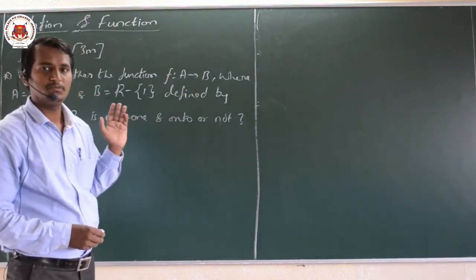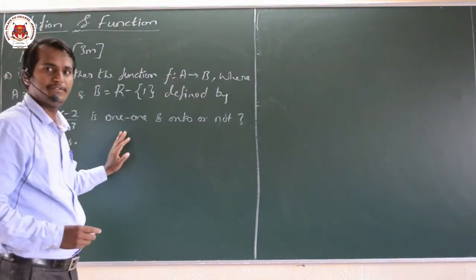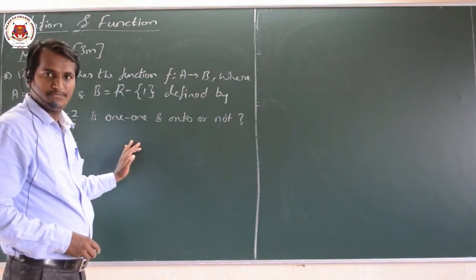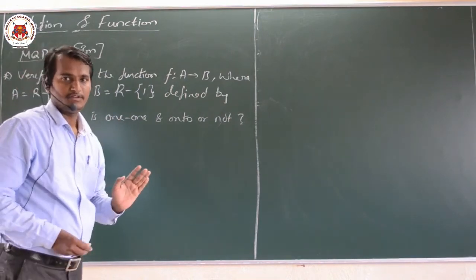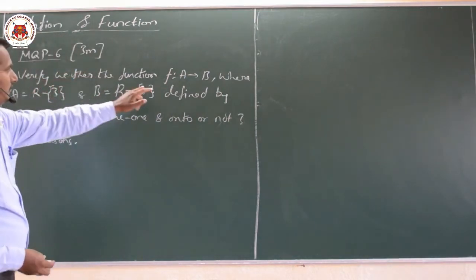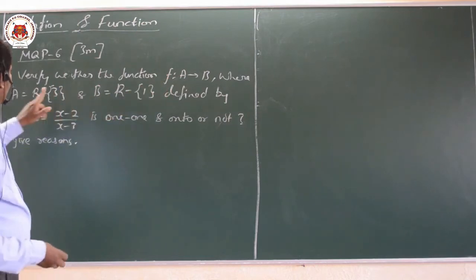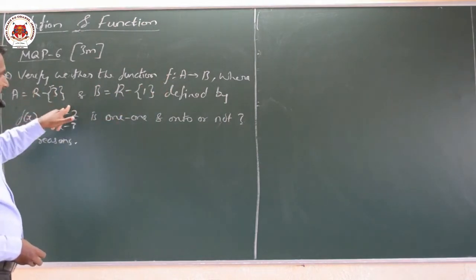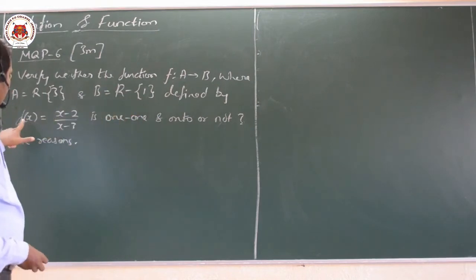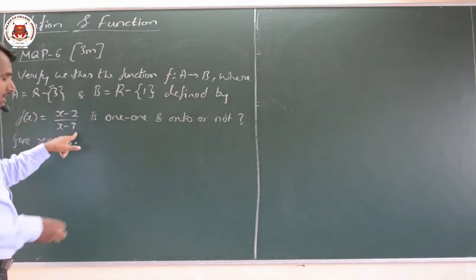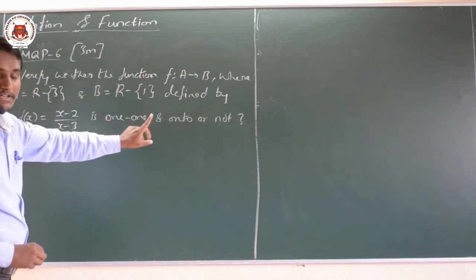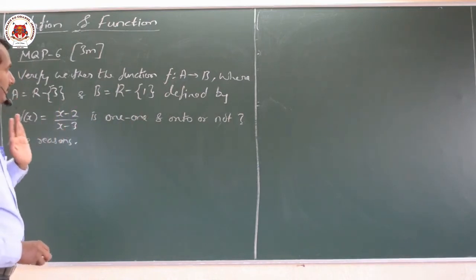Sometimes this particular topic, that is one-one and onto, verify whether it is one-one and onto, this problem may be asked for 3 marks also. That particular example we shall verify now. That is, verify whether the function f from A to B, where A is equal to R minus the set {3} and B equal to R minus the set {1}, defined by f of x equal to (x minus 2) divided by (x minus 3), is one-one and onto or not. Give reasons.